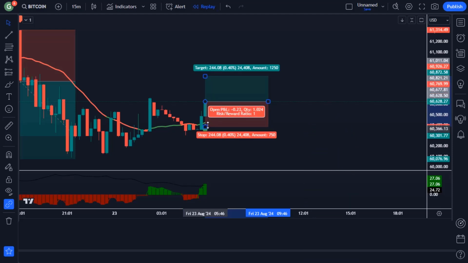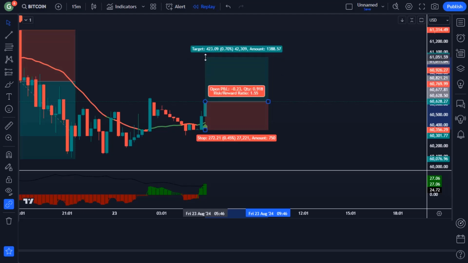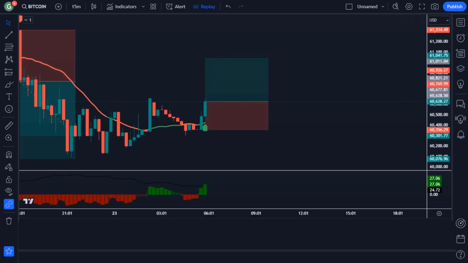Our stop loss is to be placed at the low of the previous candle of the signal candle, and the risk to reward ratio will be 1:1.5. Let's see what happens to our trade.